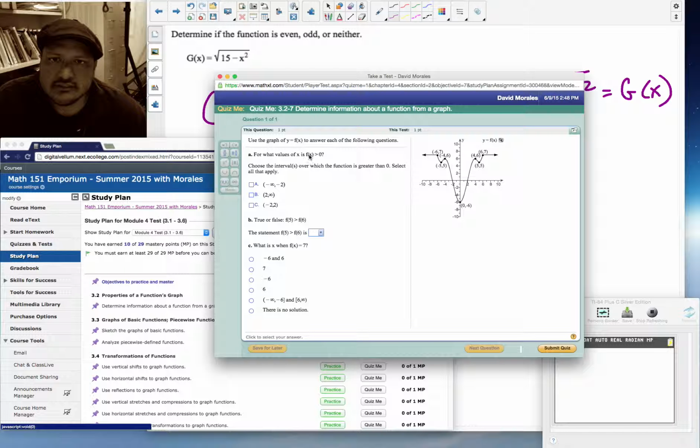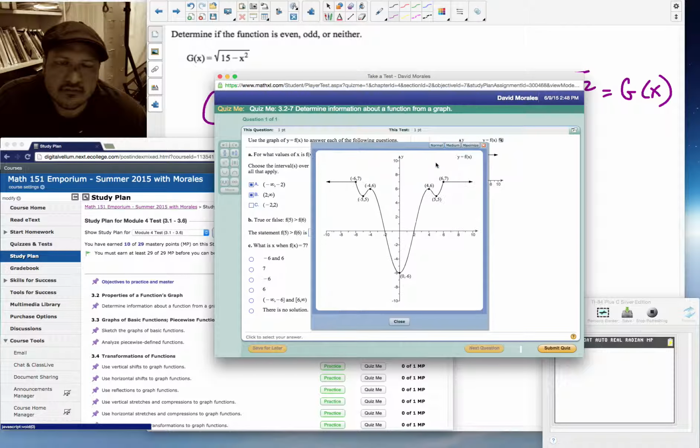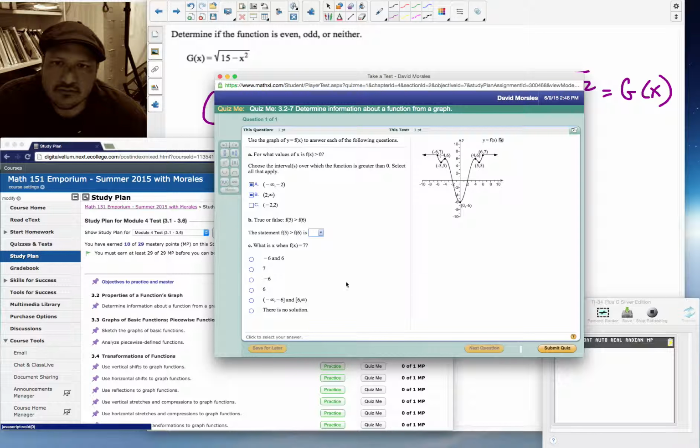Okay, for what values is f of x positive? When is this function here bigger than 0? Well, it's bigger than 0 from negative infinity to negative 2 right here, and then from 2 to infinity. True or false? F of 5 is bigger than f of 6. F of 5 is 5. F of 6 is 7. Is 5 greater than 7? No.